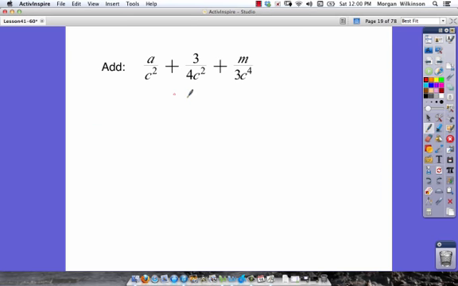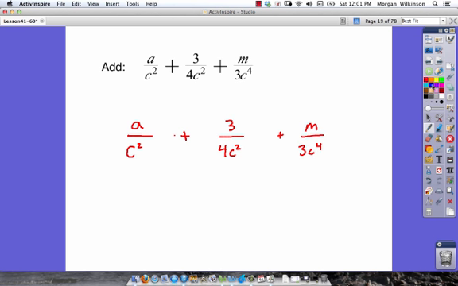We've got one more. We're going to add a over c squared plus 3 over 4c squared plus m over 3c to the fourth. So our least common denominator is going to have to be, well, we've got a 4, a 3, and a 1. The least common multiple of that must be 12. So if we rewrite, we're going to get a over c squared, and I'm going to leave a lot of room, plus 3 over 4c squared plus m over 3c to the fourth.